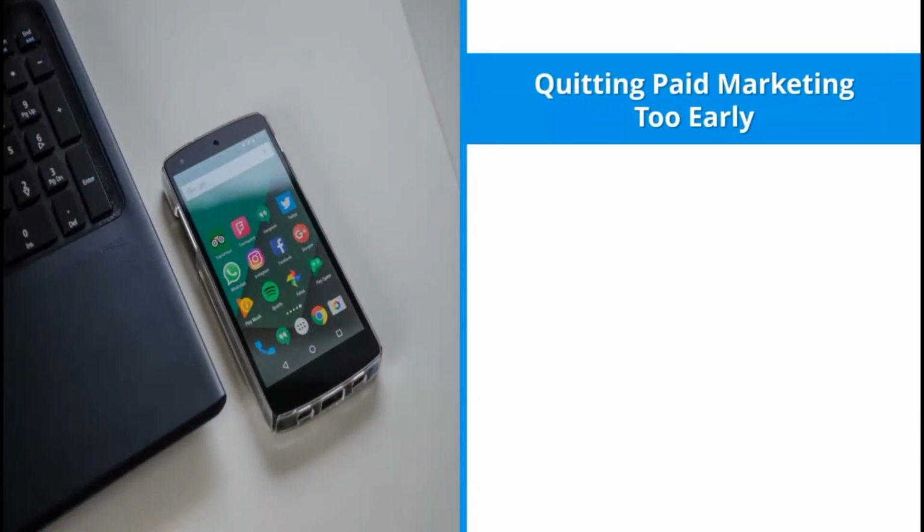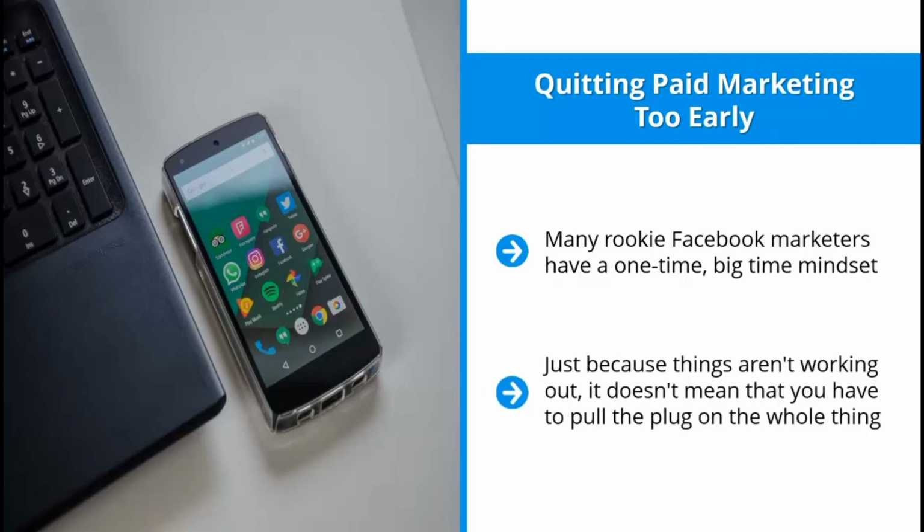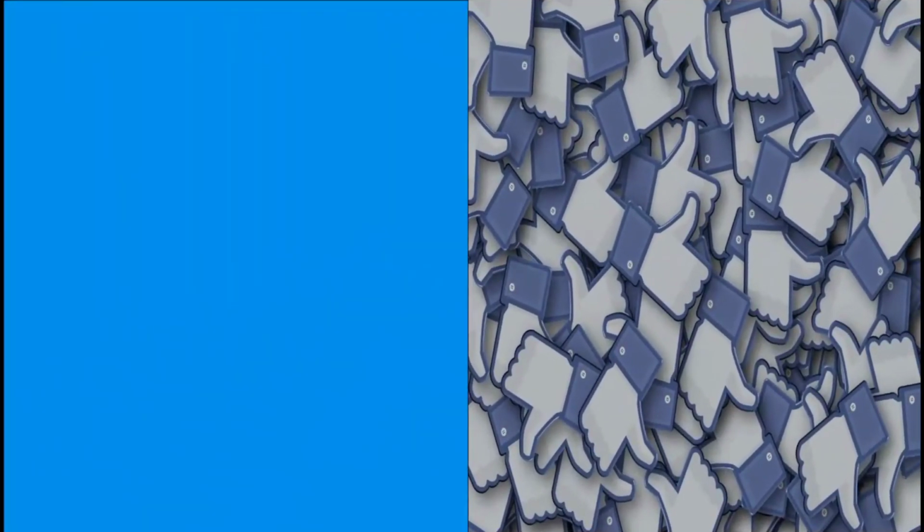Quitting paid marketing too early. Many rookie Facebook marketers have a one-time, big-time mindset. They've heard of how awesome Facebook traffic is, so they put together some hard-earned, precious capital to run an ad campaign. If the campaign doesn't work out according to their expectations, they're too quick to pull the plug and quit FB ads altogether. Just because things aren't working out, it doesn't mean that you have to pull the plug on the whole thing. You can stop certain campaigns and start new ones and operate with the same budget. You can make modifications to your existing campaigns.